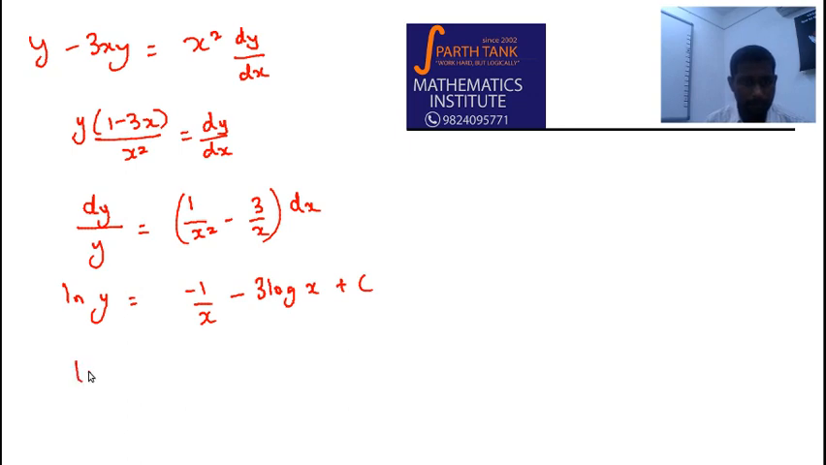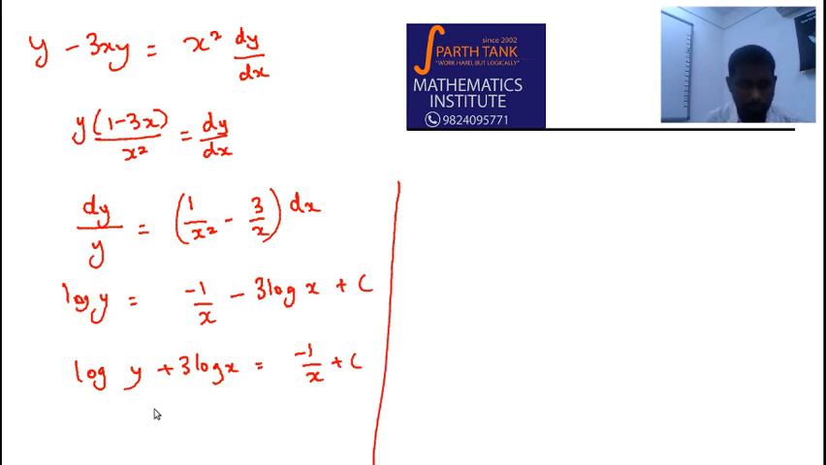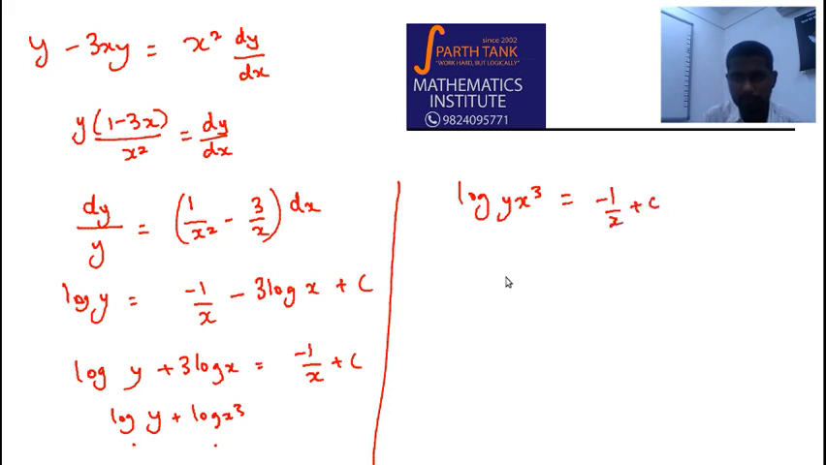Now this can be written as log of y plus 3 log of x is minus 1 by x plus c. Now what is log of y plus 3 log x? This becomes log y plus log x cube, and log of y plus log of x cube is log of y x cube, which is minus 1 by x plus c.